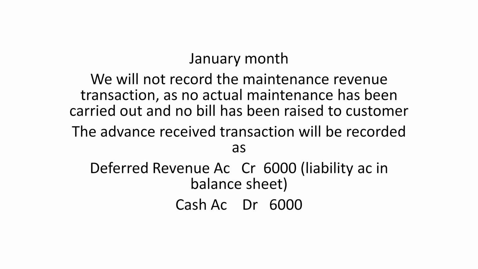So in the month of January, we will not record the maintenance revenue transaction as no actual maintenance has been carried out and no sales invoice or bill has been raised to the customer. So the advance received transaction will be recorded as deferred revenue account credited by 6,000, cash account debited by 6,000. Actually, we have received cash for services not yet provided. So the deferred revenue account will be credited. It's a liability account in our balance sheet.